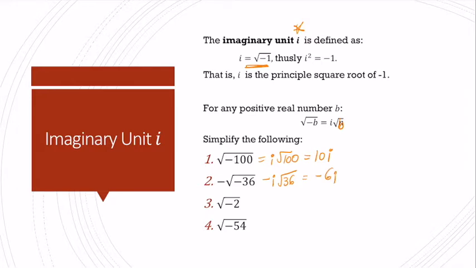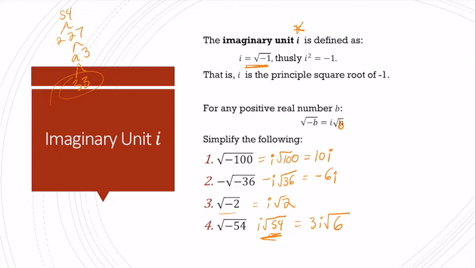The square root of -2 is going to be i square root of 2. And the square root of -54 is going to be i square root of 54. But then I have to simplify 54. 54 is 2 times 27, which is 9 times 3, which is 3 times 3. So I've got a perfect square I can pull out of there. And we're left with 3i square root of 6. And if you didn't understand how I simplified the square root of 54, please go review our chapter or videos.